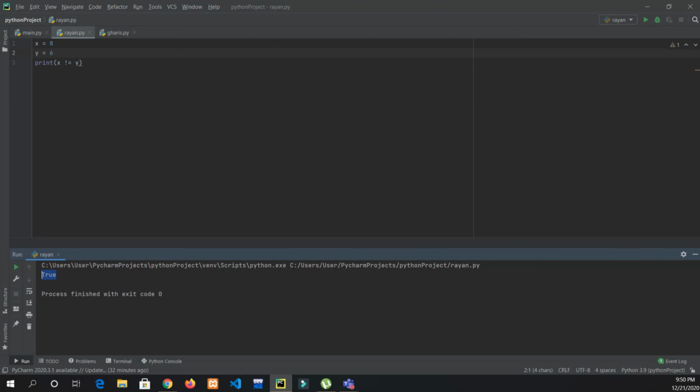So now we have discussed greater than and less than as well. These are all comparison operators. Now we will discuss the next one.